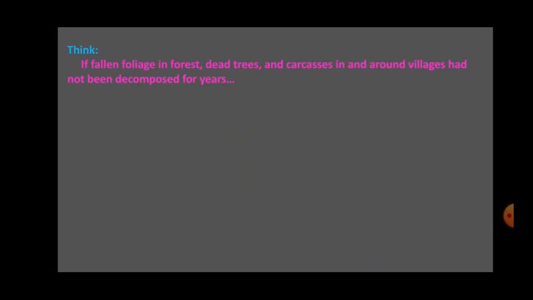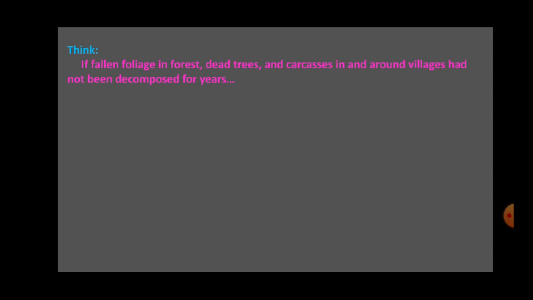Now we need to think upon what if fallen foliage and forest and dead trees and carcasses in and around villages had not been decomposed for years. Fallen foliage means the fallen leaves, branches of the plants and the trees in the forest, the dead trees, the trees that might have been uprooted or cut down due to some reasons, and the carcasses means the dead body of an animal, okay, or the leftover after the organs are being removed.